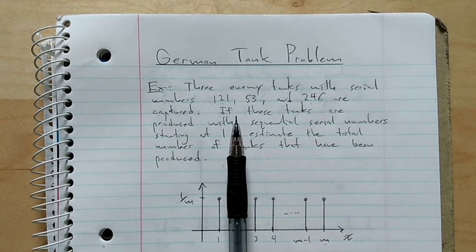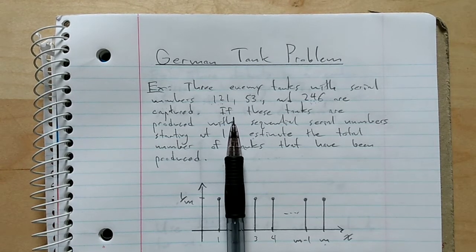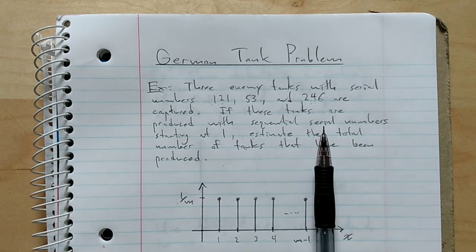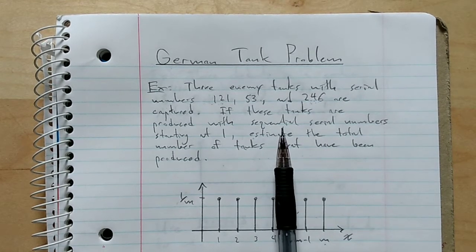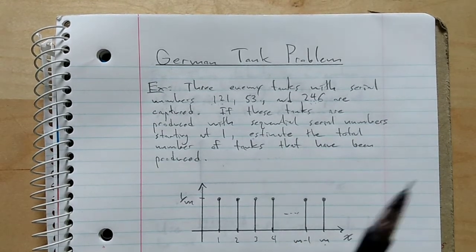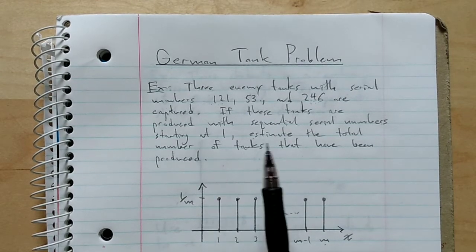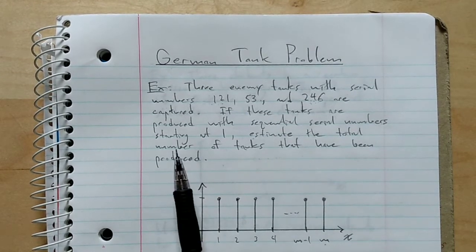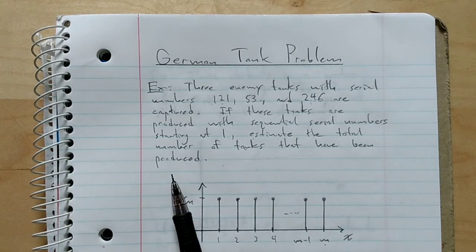Now we're assuming these tanks are produced on a single production line, and they come off the end of the production line with serial numbers that are just sequential whole numbers starting at 1. So the first tank that was produced of this type has serial number 1, the second tank has serial number 2, and so on. So the task is to estimate the total number of tanks of that type that have been produced.